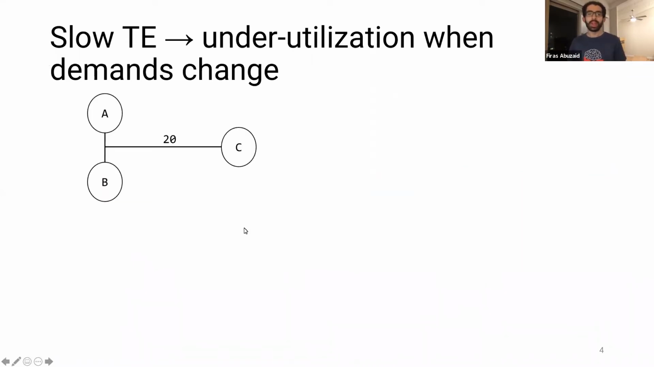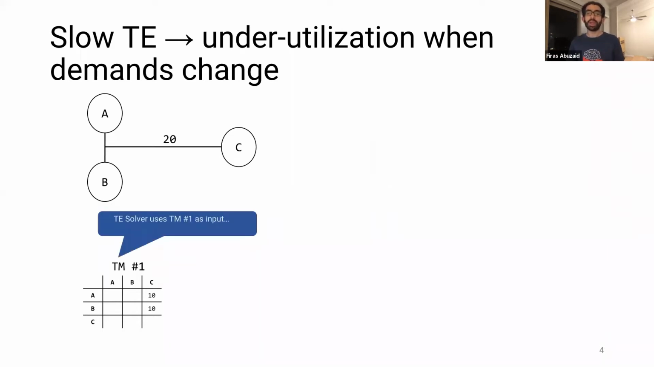To see this, let's take a very simple topology. Two nodes sharing a common link to a third node, and the link has 20 units of capacity. Now, suppose a traffic matrix arrives that requests 10 units of flow from node A to C, and 10 also from B to C. Note that no other traffic is requested. The TE solver will use that matrix as its input to compute a flow allocation. Then, 5 minutes later, a second traffic matrix arrives, and it requests 15 units of flow from A to C and 5 from B to C.